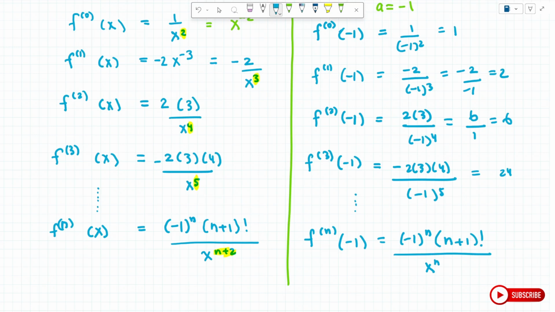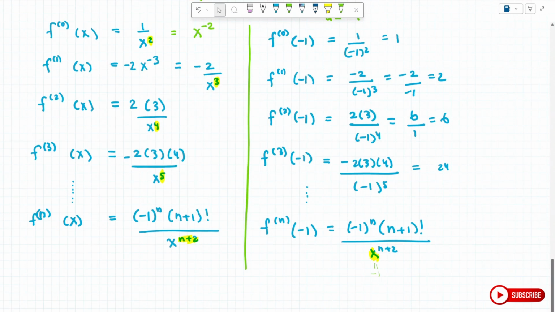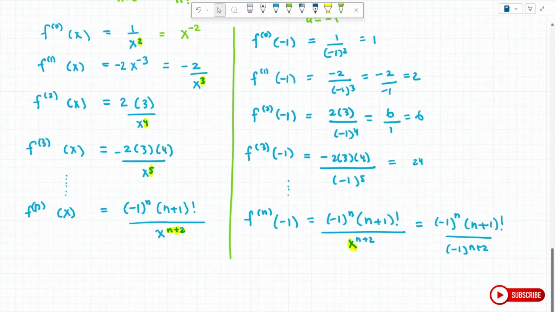But the only difference here is now we can actually evaluate our value of x. So we've specifically said that x is going to equal -1. So all we have to do now is just plug that in, and then we get our general form. So that's going to give us -1 to the n times (n+1) factorial over -1 to the n+2. So let's see if there's anything we can do here that will simplify this.